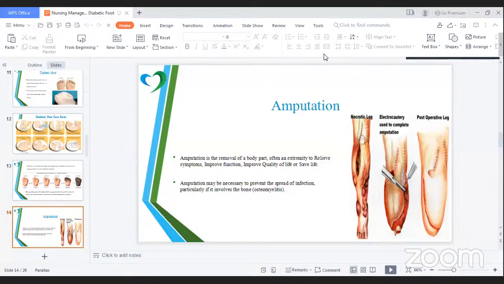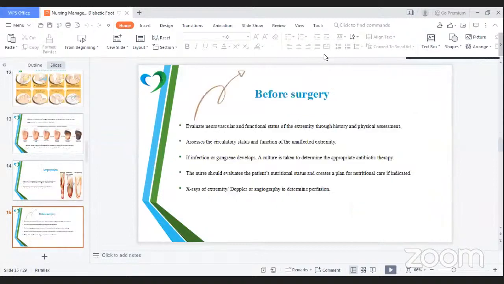This means we need to amputate the infected or gangrenous part to save the patient's life and, of course, improve the patient's quality of life. Before the surgery, the nurse should evaluate neurovascular function and the functional status of the extremities through history and physical assessment, and assess the circulatory status and function of the other unaffected extremity.